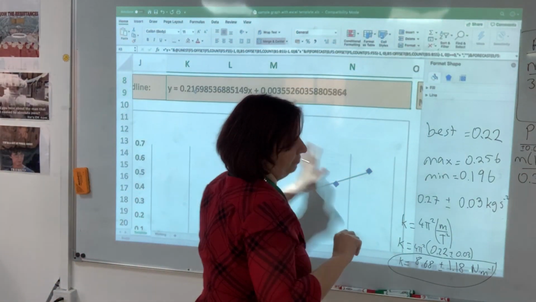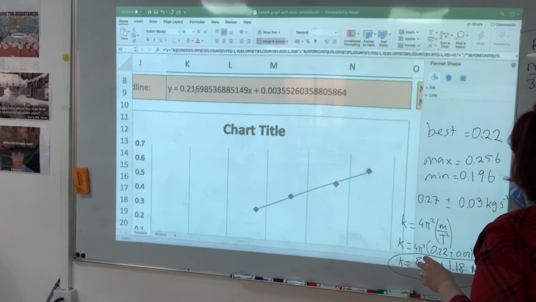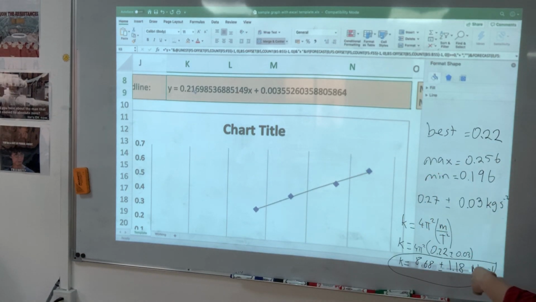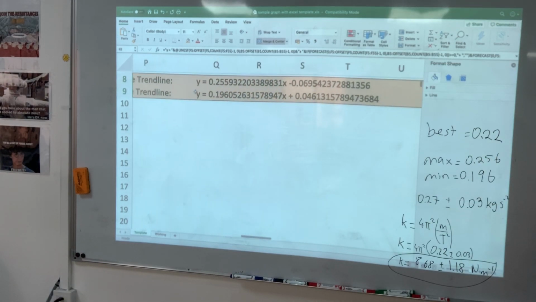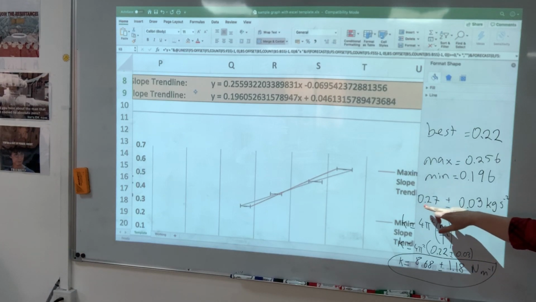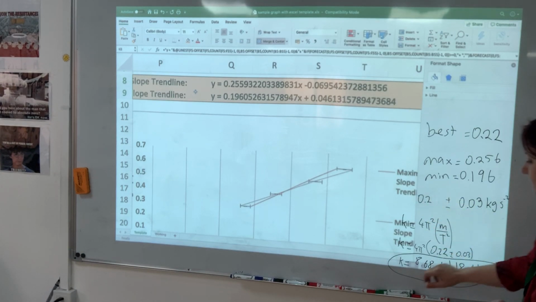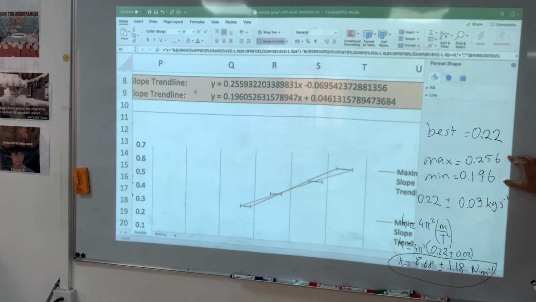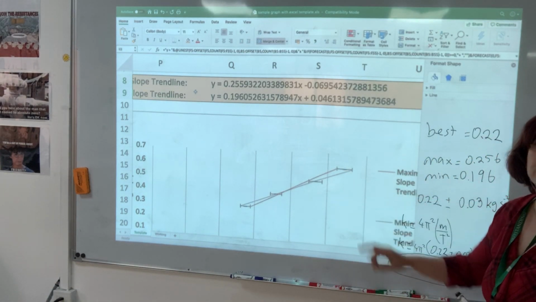Okay, so I've completed the processing for the data, including the Excel values. Now our Excel gave us 0.22 as our best fit line slope, and as maximum slope we have 0.256 and 0.19. I can express my result as 0.22 plus or minus half the difference between the max and the min line. So our graph looks like this.